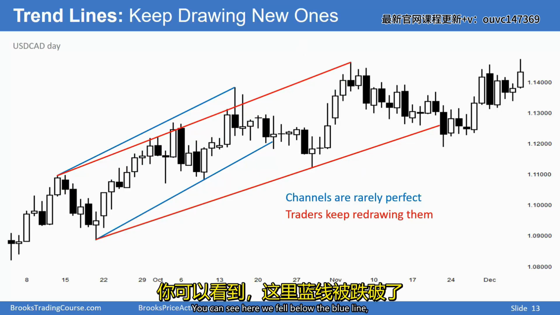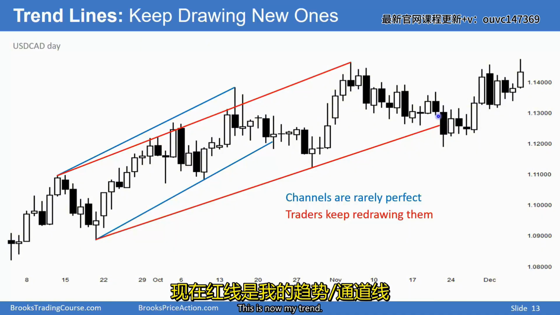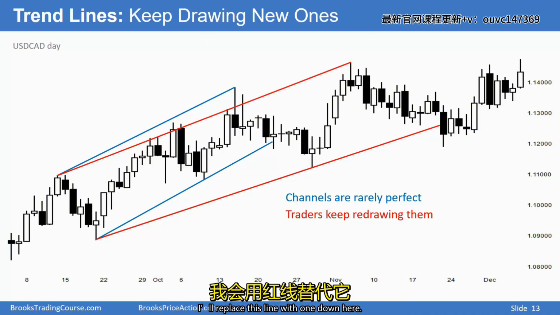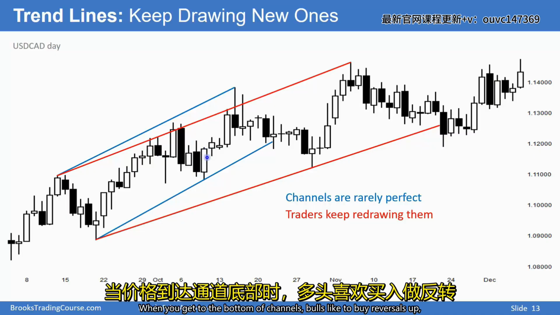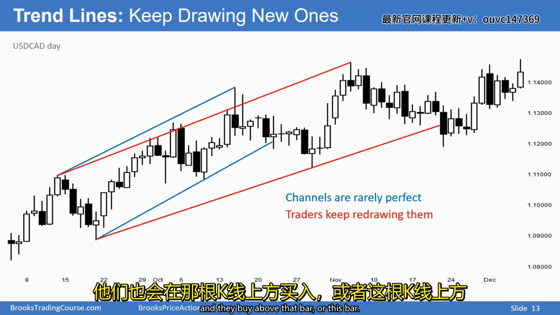So you can see here, we fell below the blue line, so now we have a new low, and the market rallied. This is now my trend. And we fell below that line, so when it starts up, I'll replace this line with one down here. And when you get to the bottom of channels, bulls like to buy reversals up. So they buy above this bar, and they buy above this bar, and they buy above that bar or this bar.